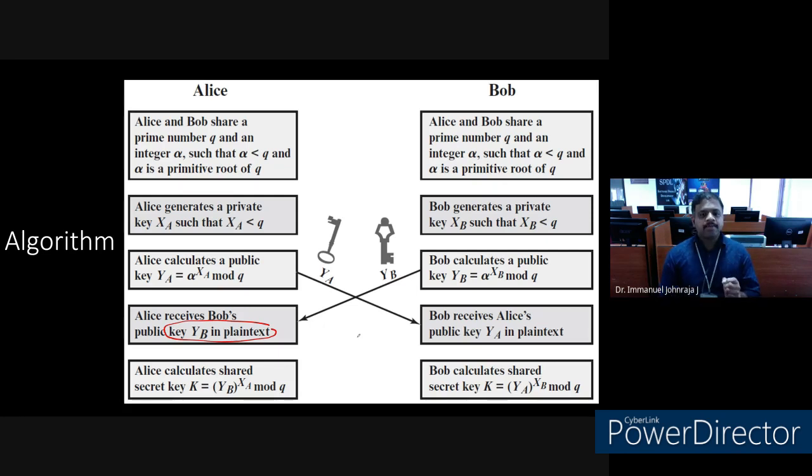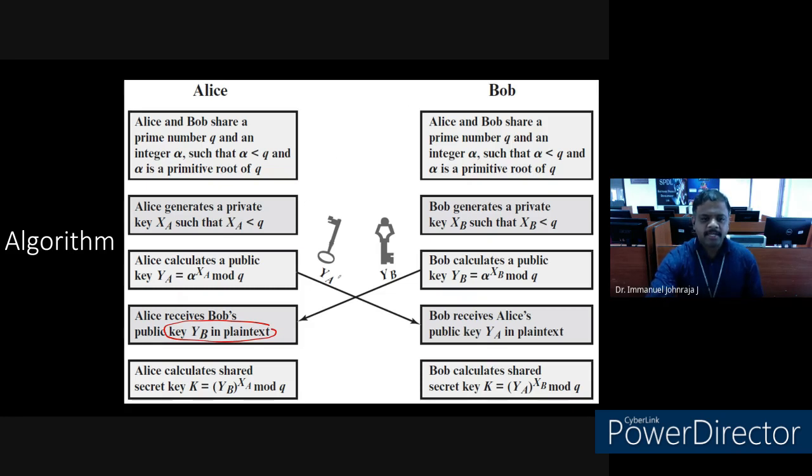Now Alice calculates the secret key k by using the formula yb power xa mod q. You can easily remember this formula. Here the power xa mod q, here also power xa mod q. Instead of alpha you will have yb. Yb is the public key of the other side, Bob here. So yb power xa mod q. Obviously the other person will calculate k such that ya power xb mod q, because he uses his public key in the power and then mod q. So what now? Interestingly, k equal to yb power xa mod q is equal to k equal to ya power xb mod q.